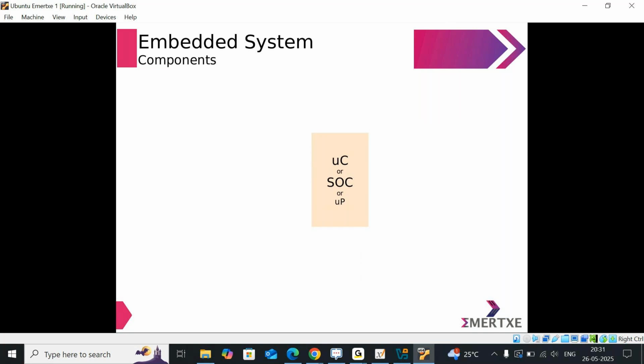So I'll just recall these components. The most important component is the microcontroller.